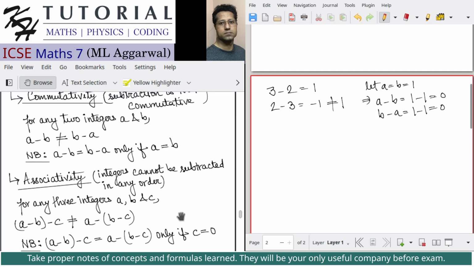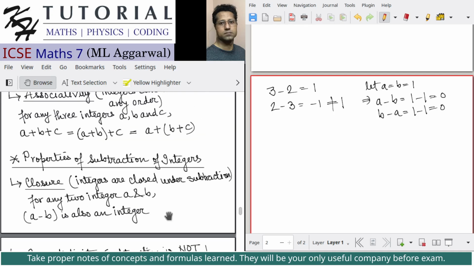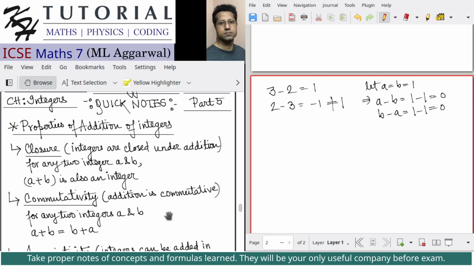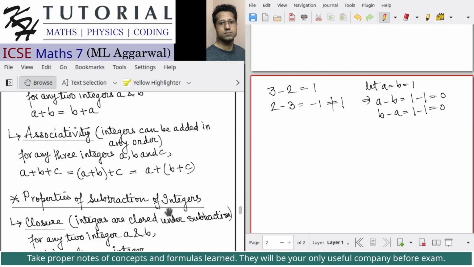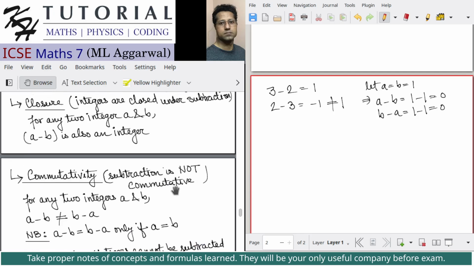Okay, let's see associativity. The subtraction of integers is also not associative. That is, we say integers cannot be subtracted in any order. Now remember that the associativity of addition also means that integers can be added in any order. In any order, it means that I can first add a plus b and then add c to it, or I can add first b plus c and add a to it. This is what it means by order of adding the integers.